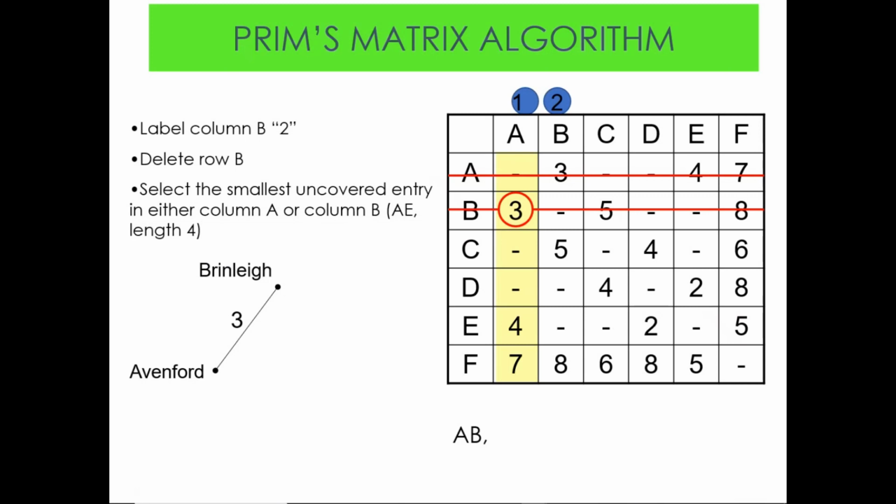Look for the smallest out of all of those, so both column A and B, not just column B. The smallest is A to E, so you circle that one. Once you've circled it, you cross out row E and label column E with a 3, because that's the third node you've added. You're building up the minimum spanning tree as we go along, and list the arcs underneath as well. We added A, B, so you can start drawing your minimum spanning tree and make a list of the arcs we're adding.